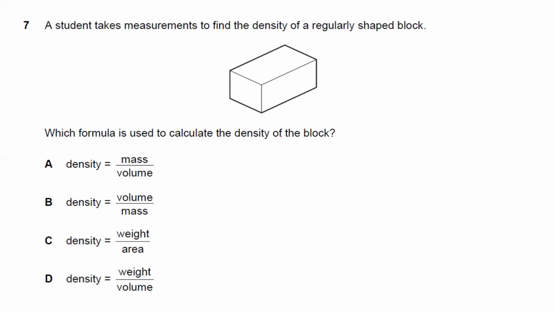Which formula is used to calculate the density of the block? So for density of a block, density we know is equal to mass per unit volume. So that is the formula. So A, density equals mass per unit volume, is the right choice, and that formula matches our formula.